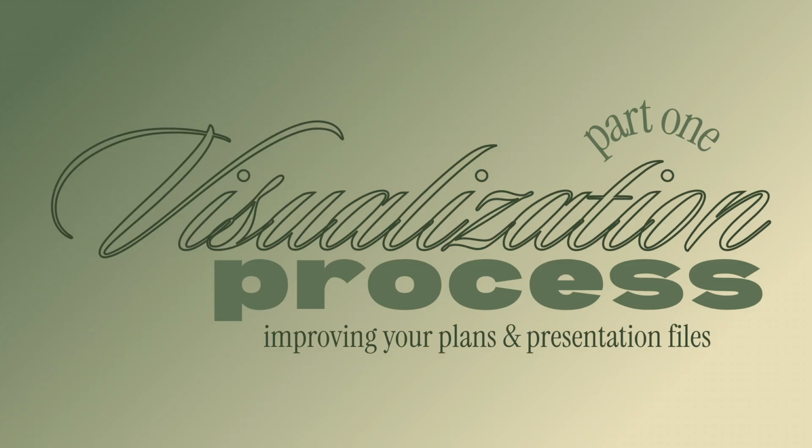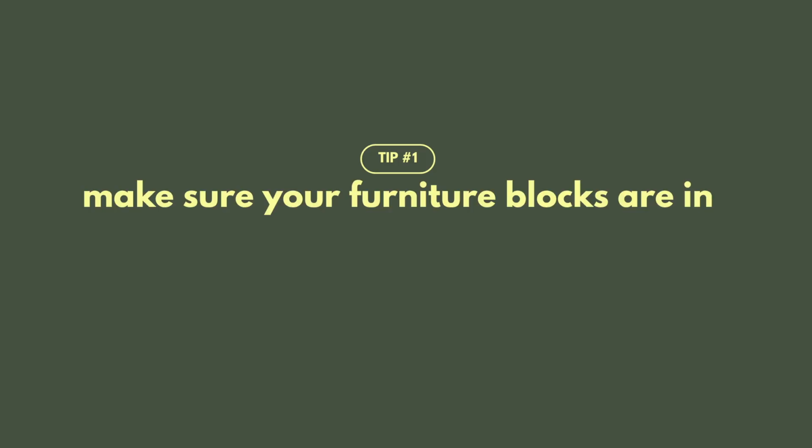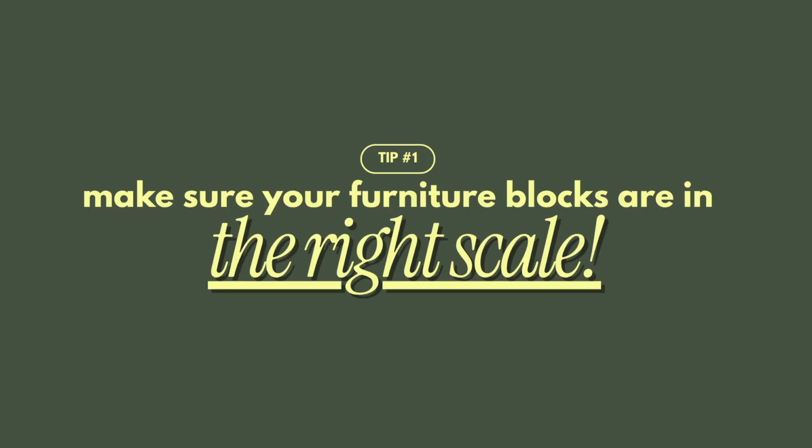So first, let's talk about how your plans and presentations can make things easier to digest for your client. First things first, make sure that your furniture blocks are in the right scale. I know this is a basic tip, but I have seen a lot of furniture layouts reflecting furniture that isn't in the right scale. This mistake usually makes the space look bigger than it is expected to be, and for obvious reasons that would cause misunderstanding and would eventually lead to clients' disappointment.